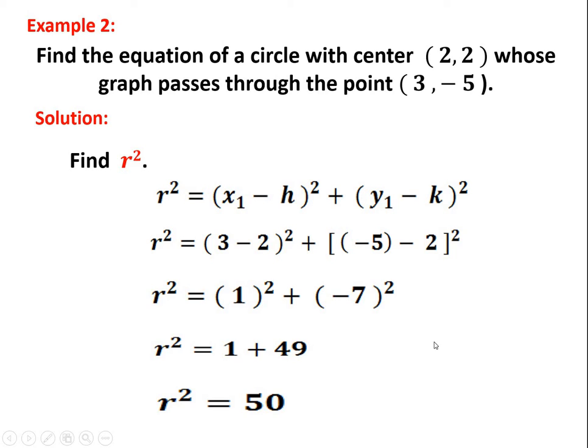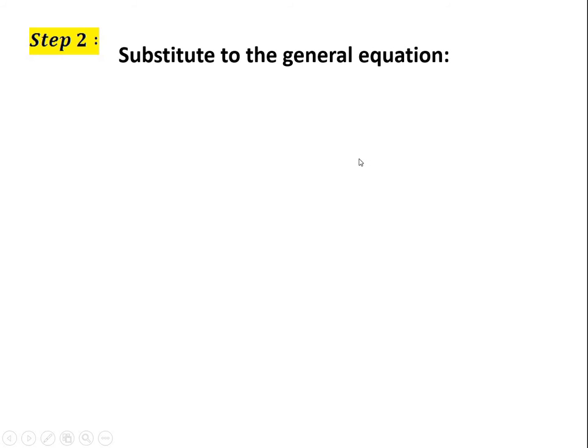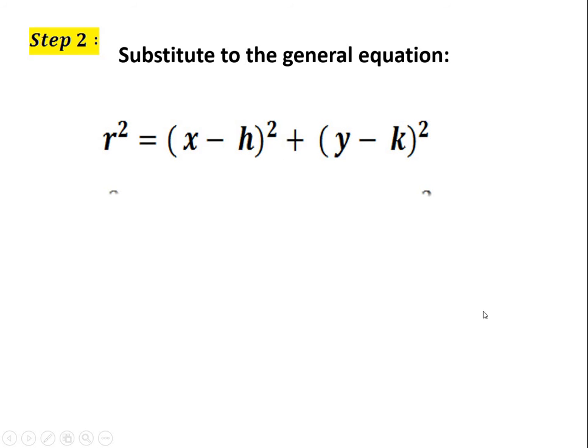But the problem here is to find the equation of the circle. But now we can have r squared equals 50. And using this equation, we substitute r squared with 50. Let's have step 2. Substitute in the general equation. This is the standard form of the equation of the circle, (x minus h) squared plus (y minus k) squared equals r squared. And by substitution, we have x minus 2.